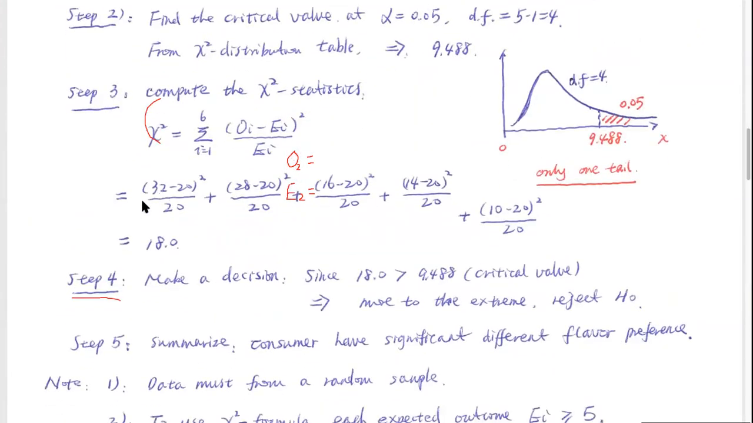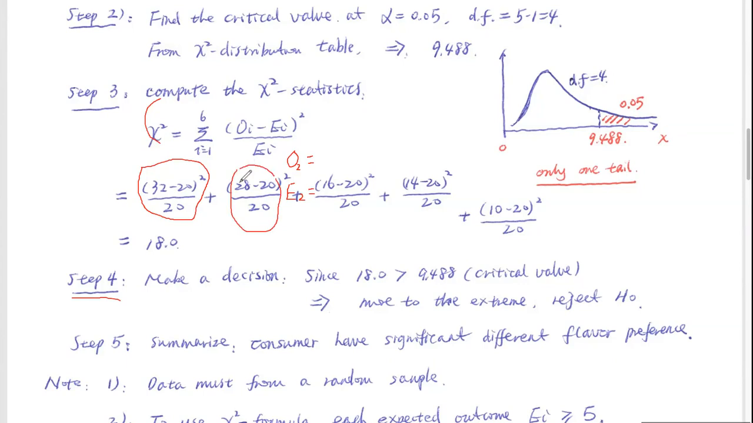You see that here, right? So this first term, we are trying to get that. It's 32 minus 20, (O1 minus E1) squared, divided by E1. That's the first term. Similarly, for the second term, this is the second one here.